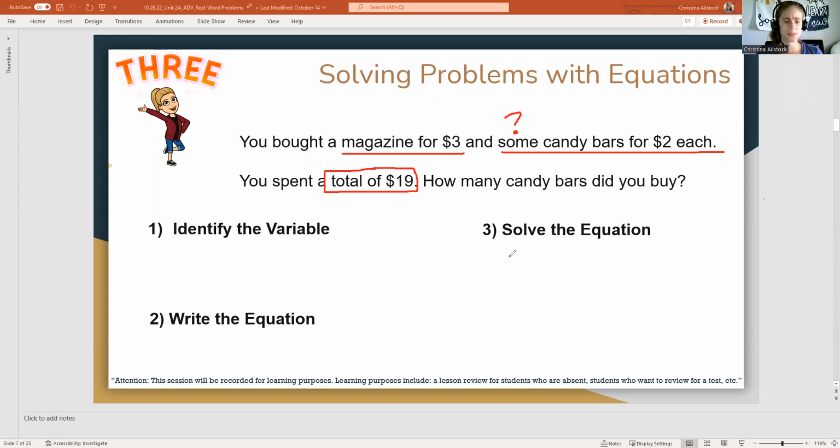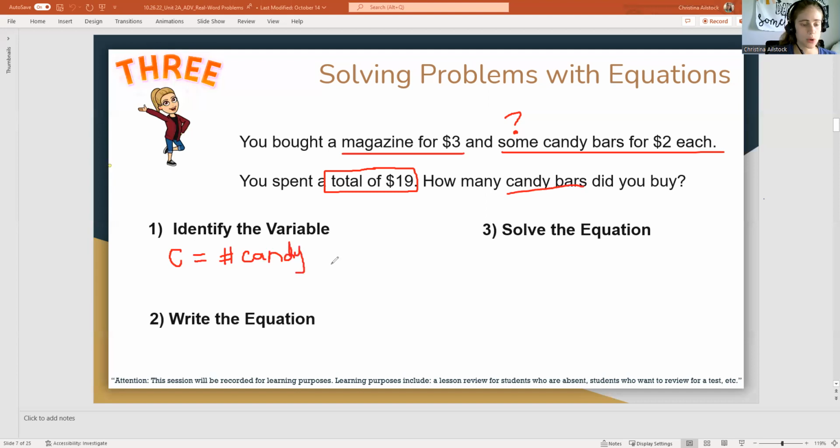So these 3 steps on the board here are going to help you, and these are generic steps that work all the time, to write an equation. So first off, you need to identify your variable. Your variable, remember, is an unknown value. So it's what you're trying to find. And what we're trying to find is how many candy bars we bought. So I'm going to use the letter C to represent the number of candy bars.